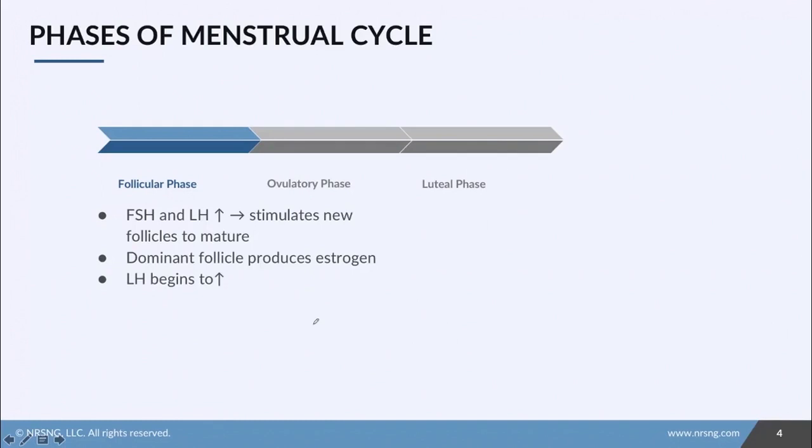Let's look at it separated into different phases to break it down even further. So we have the follicular phase, ovulatory phase, and luteal phase. So first, and this is the follicular phase, FSH and LH are going to increase. They're on their way up. And this is going to stimulate those follicles to mature. So remember, we have our ovaries, and there's follicles in there. The FSH and the LH are going to cause these to start to grow and mature. And then that one dominant follicle that we have is going to produce estrogen. And then we start to see LH also increasing.